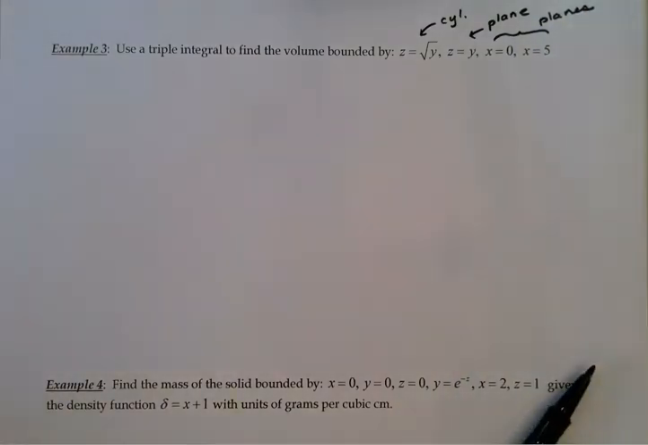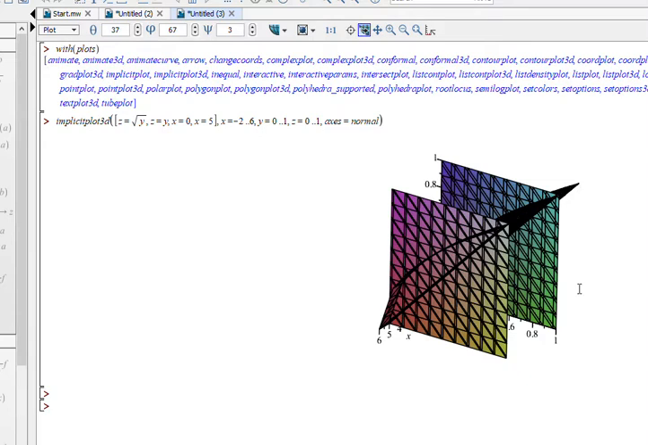I've got this one done on Maple. We used GeoGebra last time, so just, oops, get that over there, there we go. So I did my with plots and my implicit plot 3D, and you can see I've graphed z equals the square root of y, z equals y, and then the two planes x equals 0 and x equals 5.